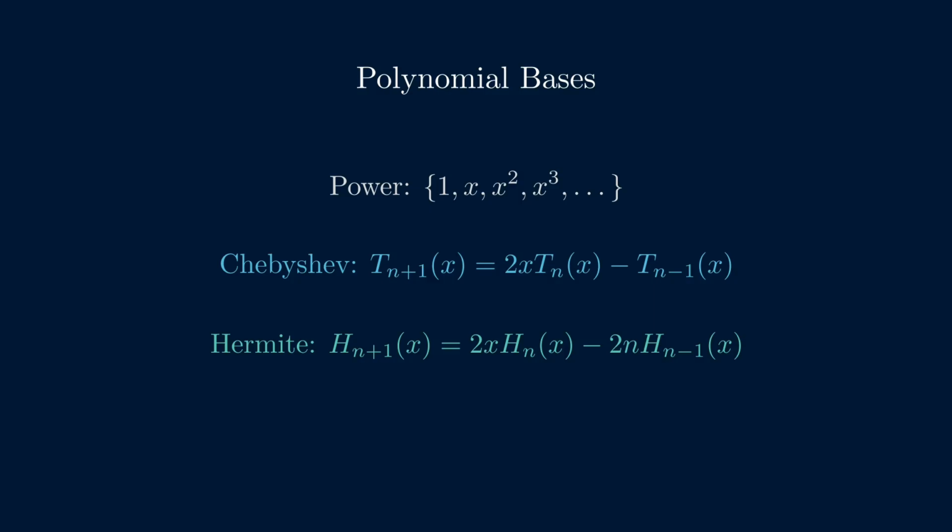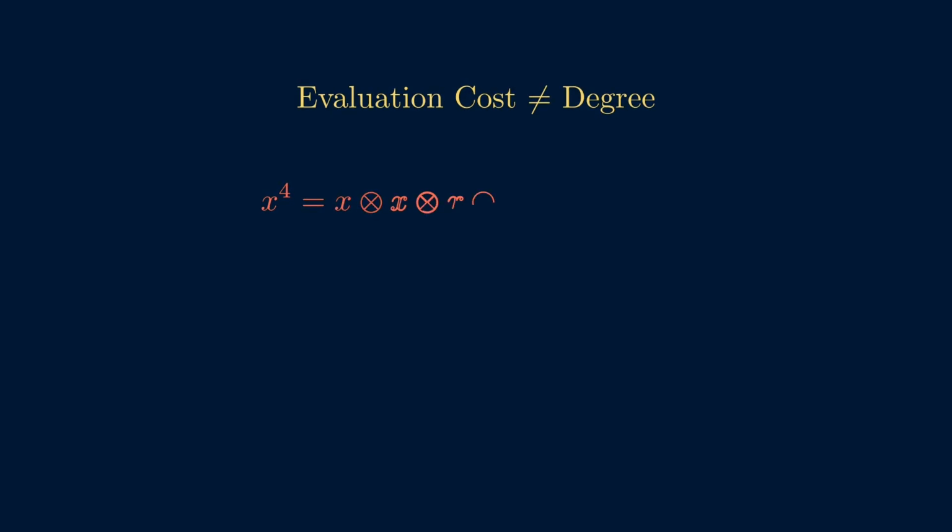It is also important to correctly calculate the evaluation cost, defined by the multiplicative depth. For instance, computing x to the power of 4 does not require 3 sequential multiplications. We can first compute x squared, and then square that result, meaning x to the power of 4 only consumes a depth of 2.